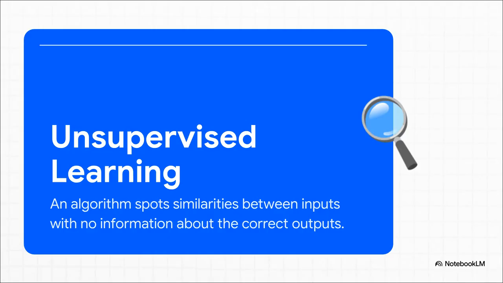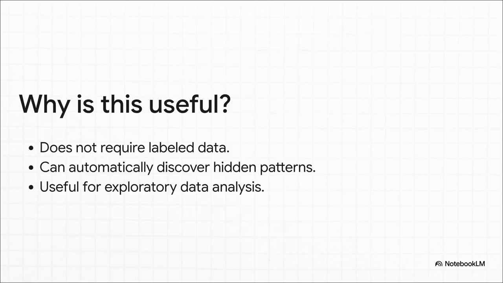And that right there is the crucial point. Unlike other methods where you might feed an algorithm pictures of cats that are all neatly labeled cat, here there are no labels. The machine has absolutely no correct outputs to learn from. Its entire job is to just look at the raw stuff and figure out what's similar to what, all by itself. So why would we even do this?